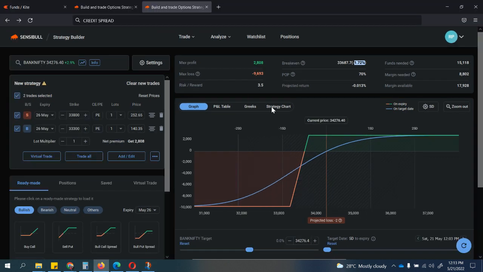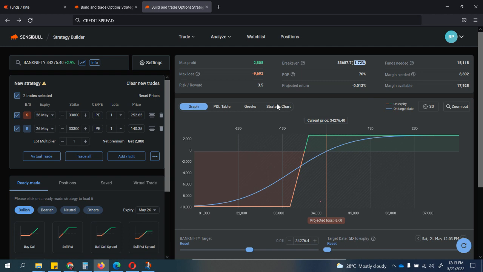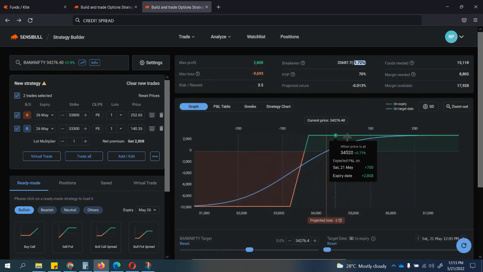Okay, let me take you back to Sensibull. Now, we have discussed it. If the market goes up, you'll get into profit. If the market comes down, until I would say 1.33%, you will still get maximum profit, even if the market makes a down movement. And this area, until your break even.